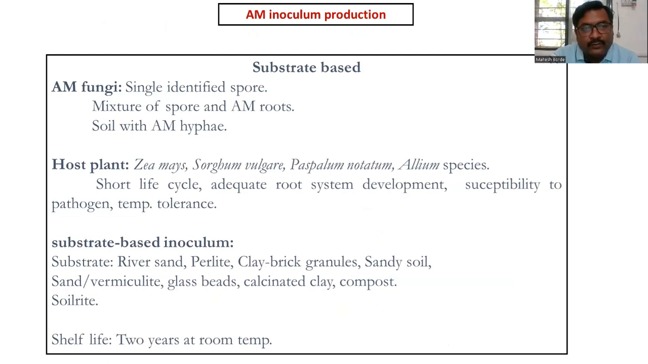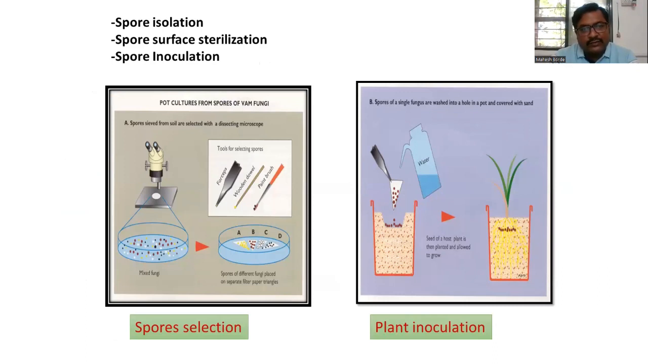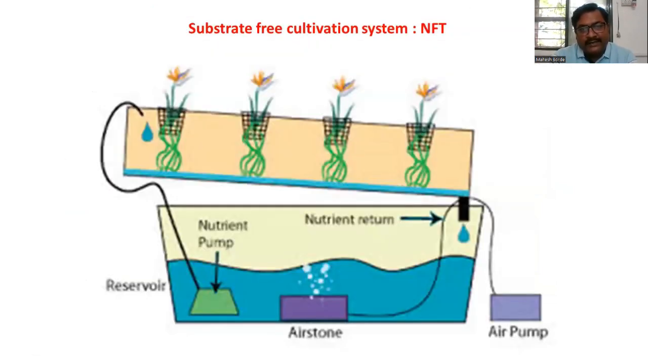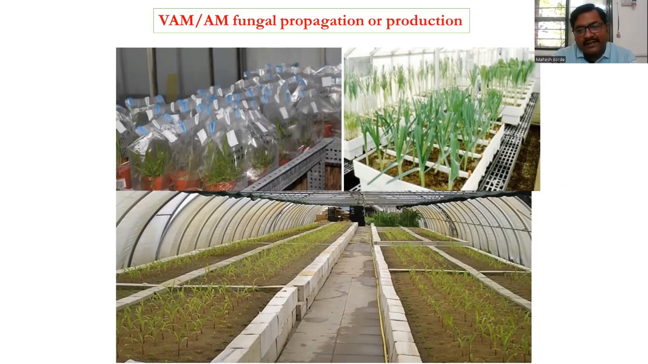Here are some of the substrates and host plants which are mostly used for inoculum production of the mycorrhiza. Mostly people do substrate based mycorrhizal inoculum production as well as substrate free inoculum production. Here is the isolation method for spores, their surface sterilization, and this one is the soil based or substrate based method for inoculum production of mycorrhiza. On the root of this plant, these mycorrhizal fungi will grow, and then you can use this as an inoculum. But mainly in the soil or substrate, there are many contaminants.